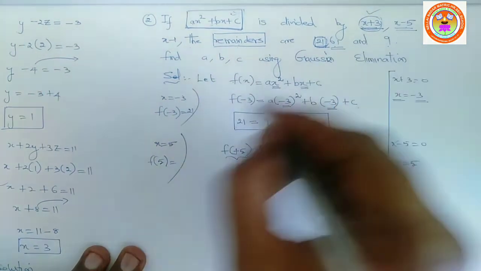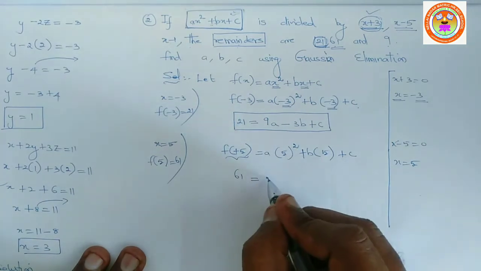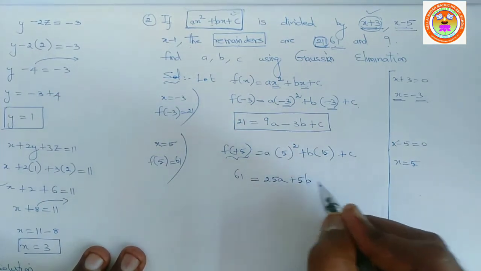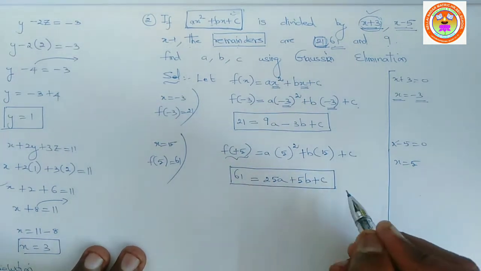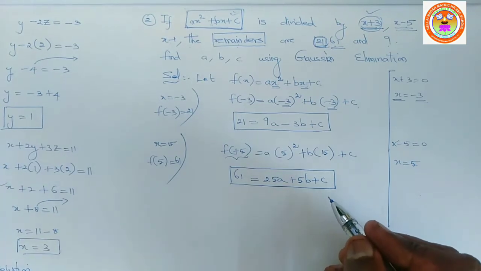What is the remainder here? 61 is equal to 5 the whole square, which is 25a, plus 5 into b, which is 5b, and finally the constant c. So 25a plus 5b plus c is equal to 61.